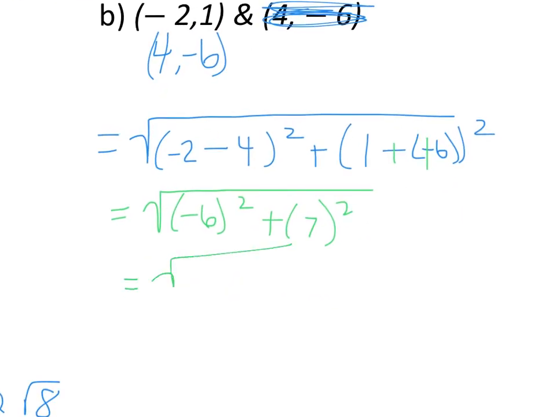All right, simplify more. -6 times -6. Positive 36. Good. Plus 7 times 7 is 49. So now simplify. What's 36 and 49? 85?